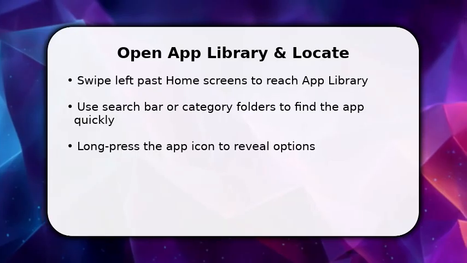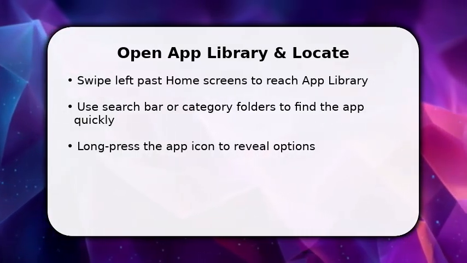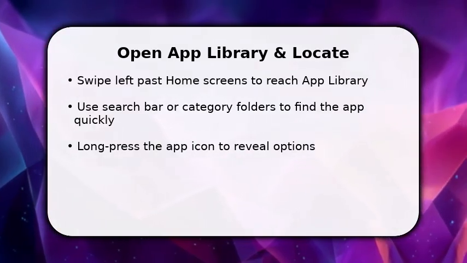You start by opening the app library. Swipe left from your home screens until you reach it. Once there, search or scan the category folders to locate the app you want to remove.